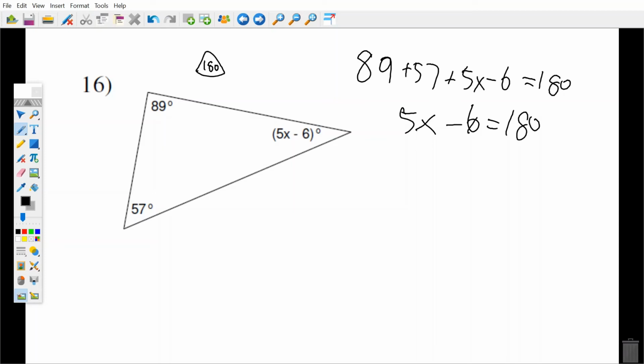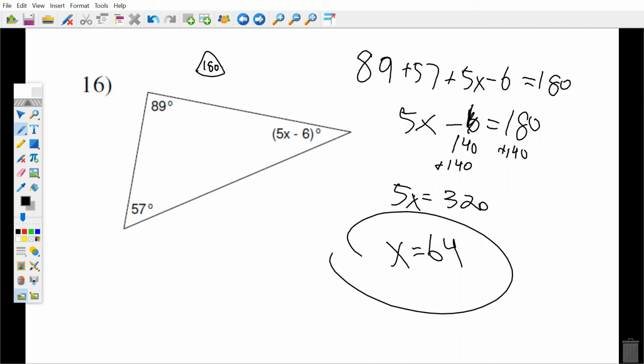Oops, this is supposed to be 140. I apologize. Minus 140. Then we add 140 to both sides. We get 5x equals 320. 320 divided by 5 is 64. So the value of x is 64.